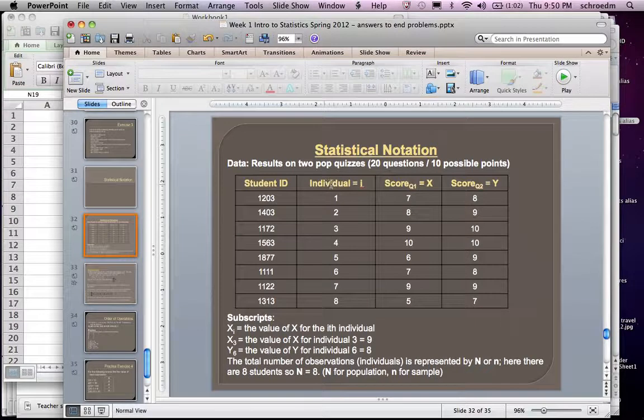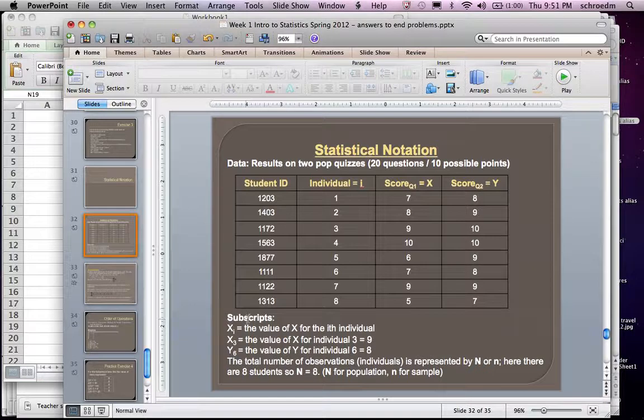The next variable is the individual or the person or case number, and I would use this for sorting and things like that. I equals 1 here means that I'm talking about the first person, second person, third person, fourth. Then I have two scores, an X score and a Y score, and we'll say that this is a score on quiz number 1, and this is a score on quiz number 2.